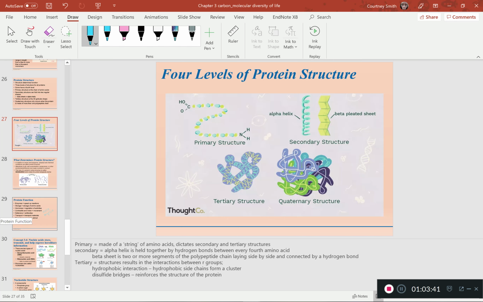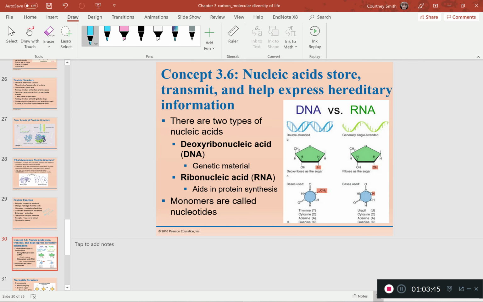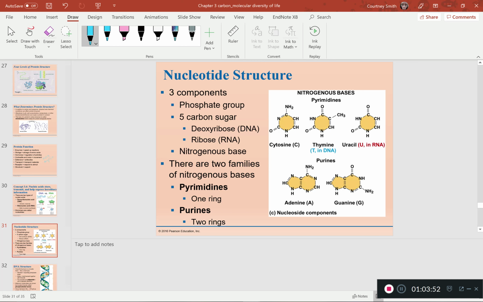Okay, so now we're going to go into nucleic acids. Definitely know the components of a nucleotide. There are three main ones: the phosphate group, the sugar base, and then the nitrogenous base. There are 5 nitrogenous bases. One of them is strictly RNA based, and one of them is strictly DNA based. So definitely know the differences.